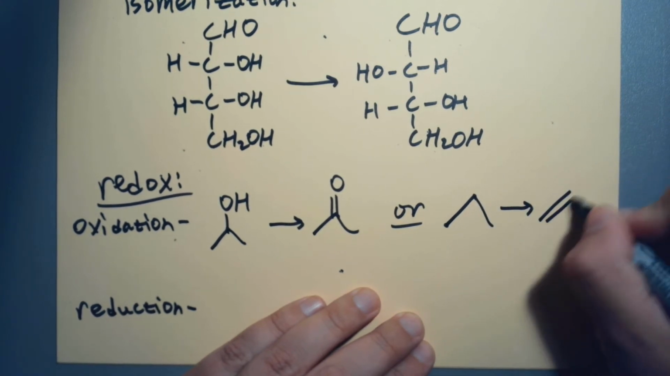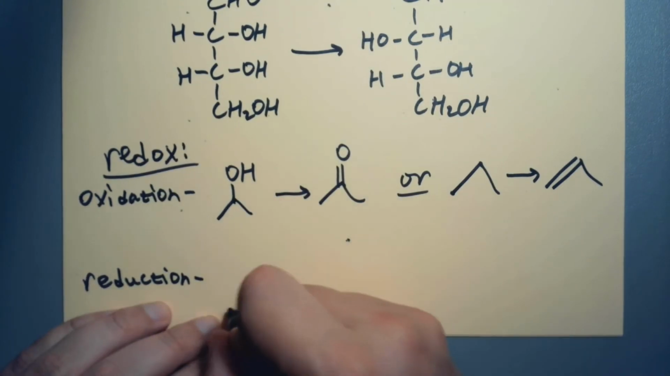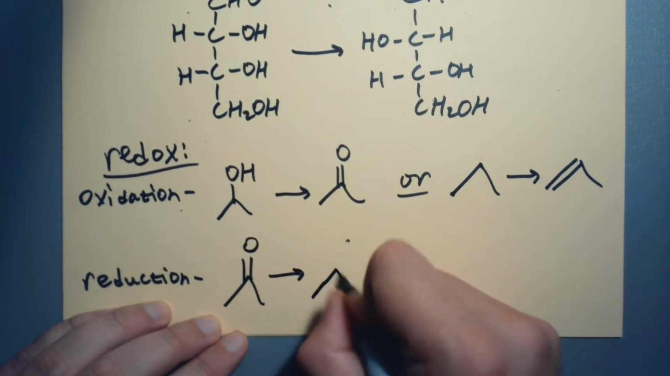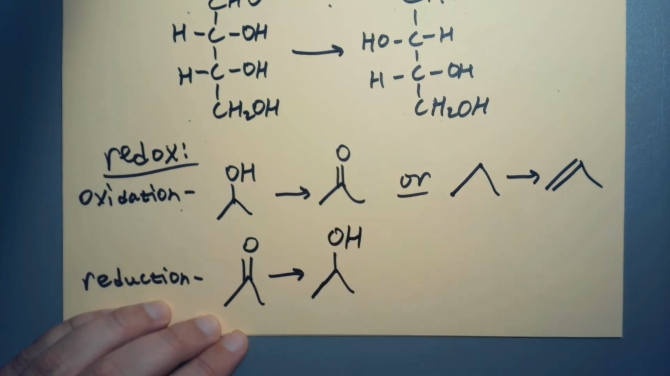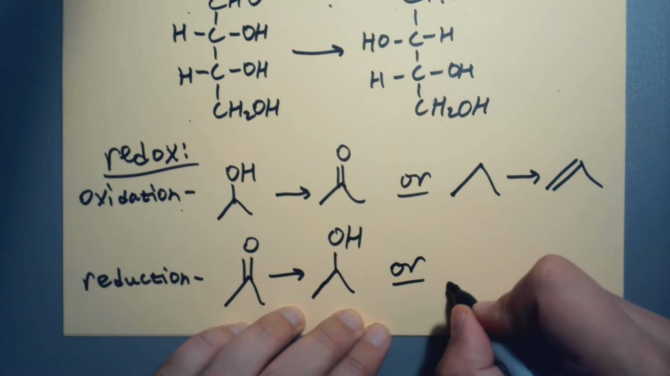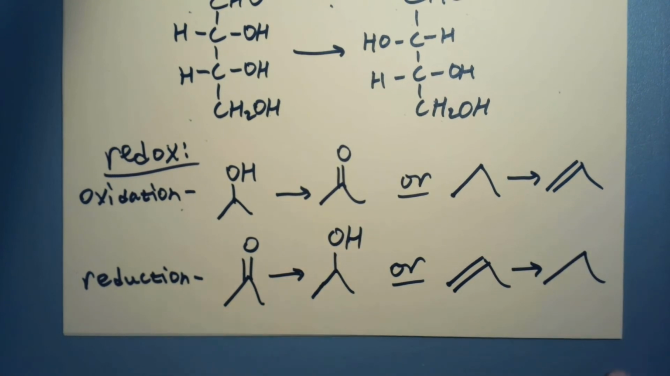And so it looks something like that. So what's a reduction going to look like? Well, we just do the opposite. I'm going to be really lazy here. We can reduce the number of carbon-oxygen bonds. Hey, that looks familiar. Or we can replace a double bond with a single bond. Just flip them around and reverse them. So that was redox.